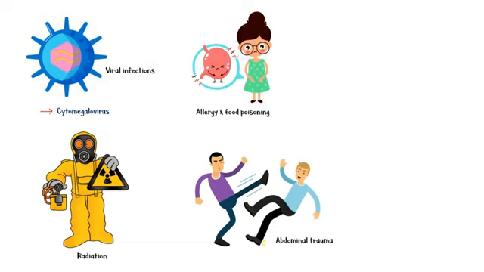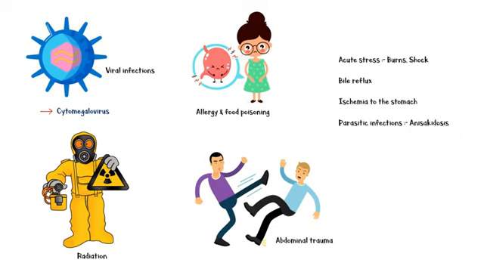Other causes of acute gastritis include acute stress, such as burns and shock, bile reflux into the stomach, ischemia to the stomach, and parasitic infections such as anisakiasis, which is associated with the consumption of raw or undercooked fish.